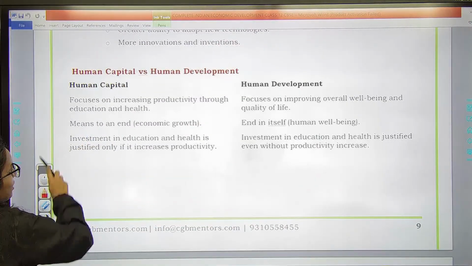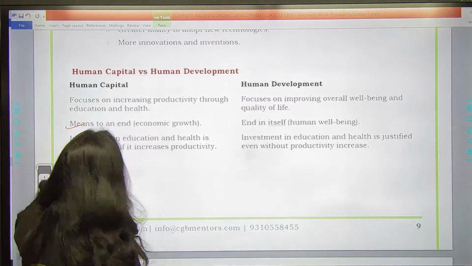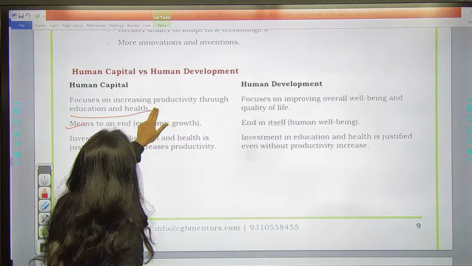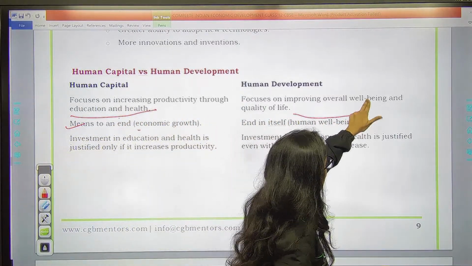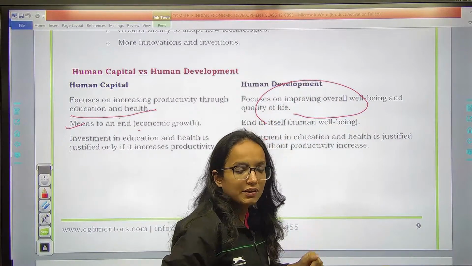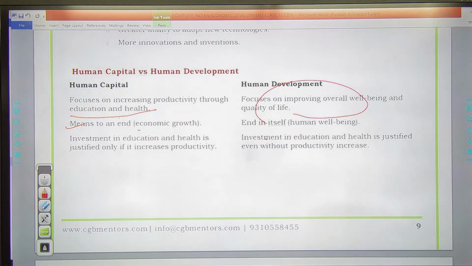Then human capital versus human development. What is the difference? Firstly, what is human capital? Increasing productivity through education and health. Human development focuses on improving overall well-being and life. Human development is a broader concept. What does human development talk about?